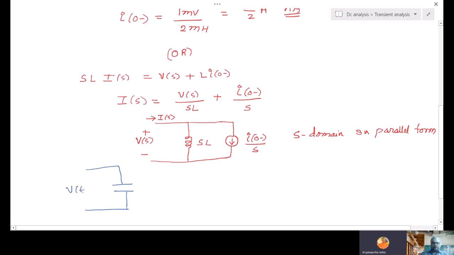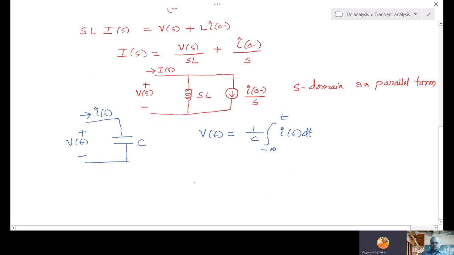So V of t, capacitor C, I of t. So this is in time domain. What is the equation? V of t equal to 1 by C integral minus infinite to t, then I of t dt. Time domain equation. What is S domain?